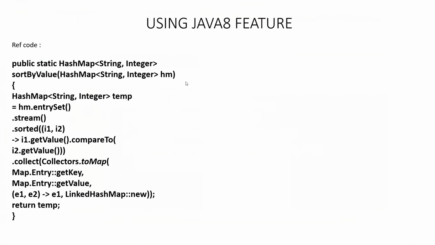Whenever you are using the Java 8 feature, you don't need to do all the steps. You need to create a temporary hash map, get it as an entry set, and then convert the hash map into a stream. Whenever you convert a hash map into a stream, there is one built-in intermediate operation called sorted. So you do .sorted with i1, i2, and give i1.getValue().compareTo(i2.getValue()). Whatever you do inside the compare method, you implement here itself by using a lambda expression. Then we collect the hash map by using Collectors.toMap.